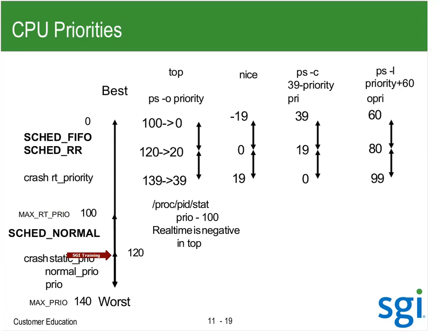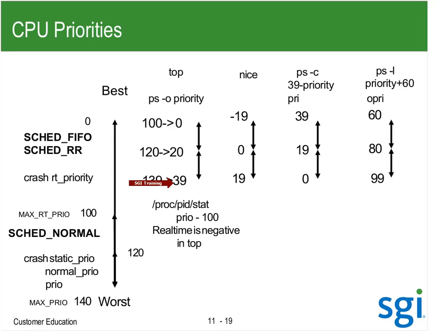Now, when the priority is written into /proc/PID/stat, it subtracts 100 from it. If you see a negative number, that indicates real time. So subtracting 100 from it, when I come in at 120, I end up at 20. So if I'm in top, I see 20, not 120. If I did a nice 19, I'd drop from 20 to 39. And that would be visible in top.